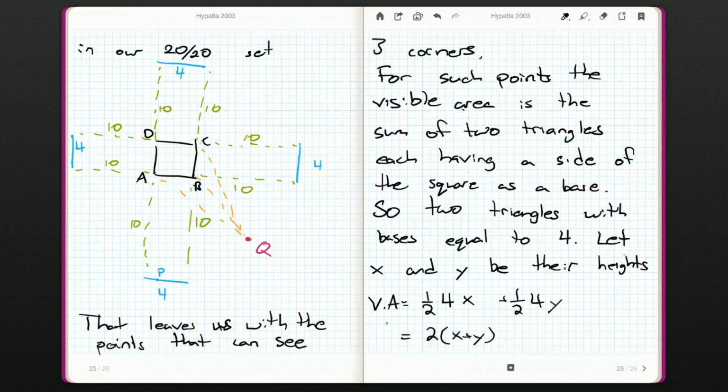If we want the visible area to be 20, we need their heights to add up to 10. And that's very similar to the case we had with p. There we had a single height that had to be 10, but now with a point like q, we have two different heights, and they have to add up to 10. Okay?